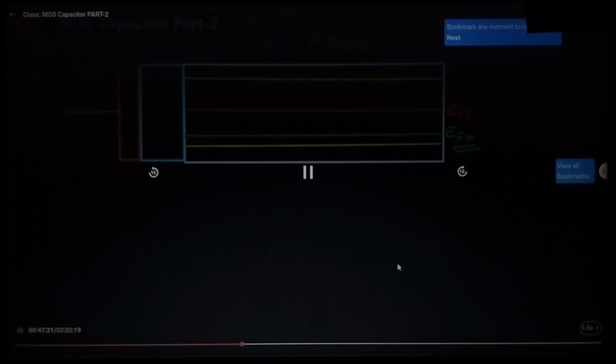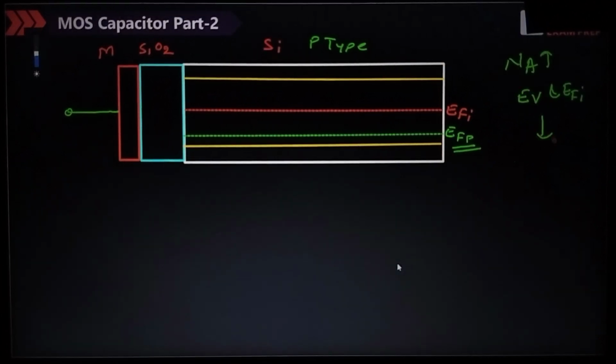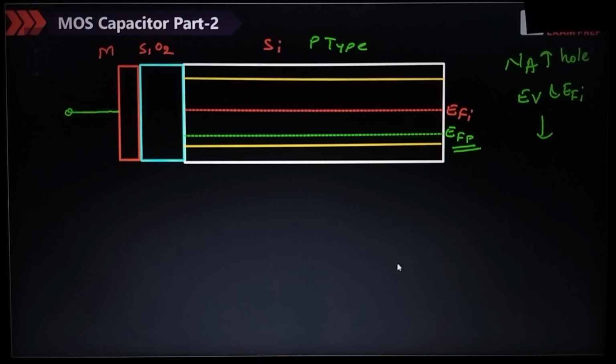Everyone, tell me, when I am increasing the Na, which means increasing the concentration of holes, the gap between EV and EFI will decrease. Yes? When we are increasing the concentration of holes, the gap between EV and EFP decreases. Second thing, the gap between EC and EFP increases. Yes, this is the case. The gap between EFI and EFP increases.